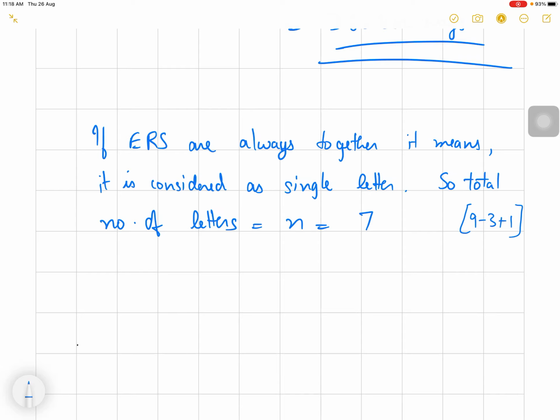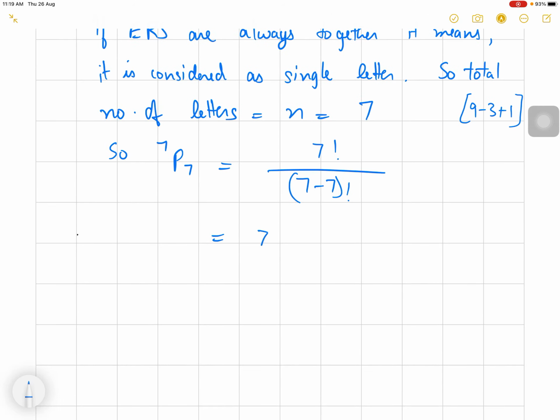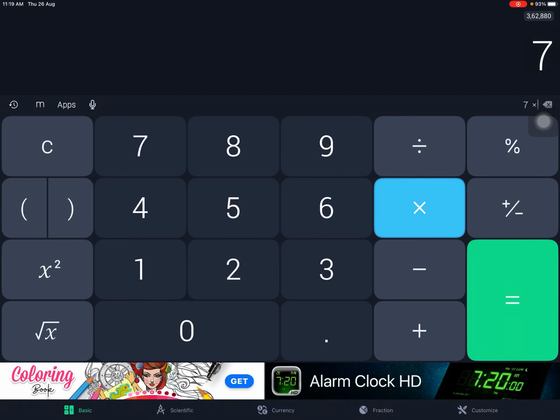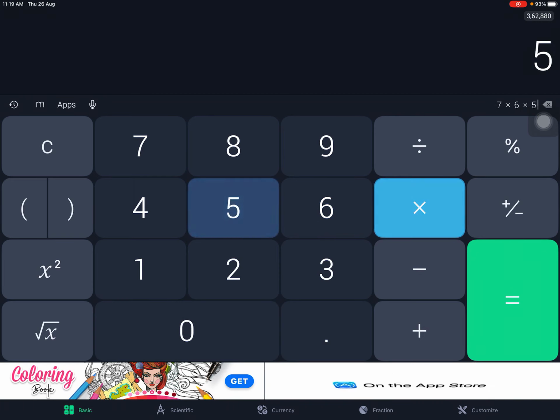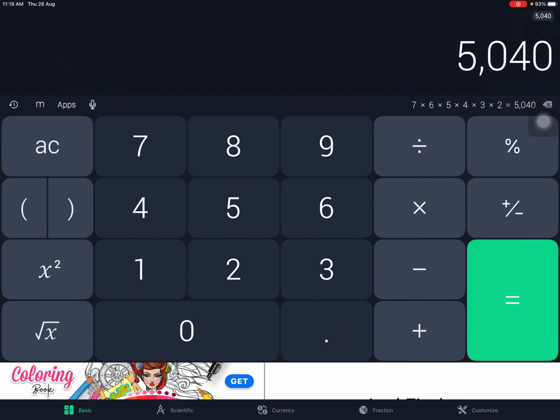So 7 letters, 7 places. So 7P7 is equal to 7 factorial divided by (7 minus 7) factorial. So 7 factorial will be 7 into 6 into 5 into 4 into 3 into 2 into 1, which is 5040 ways.